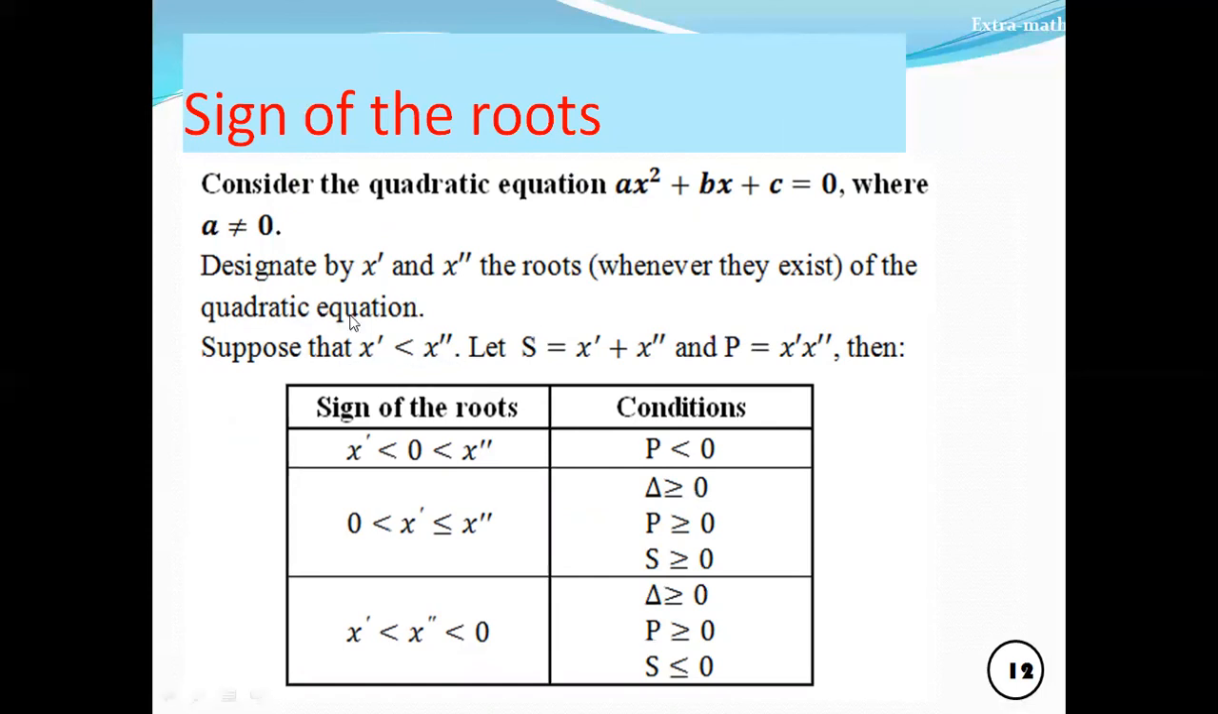Remark, we have the convention that x prime is less than x double prime. This is the sum and this is the product. In the first case, if the product is negative, then one of the roots is negative and the other is positive. Then x prime is negative and x double prime is positive. If delta is positive or equals 0 and the sum and the product are positive or equal to 0, then the two roots will be positive. If delta is positive or equals 0, the product is positive or equals 0, but the sum is negative or equals 0, then the two roots will be negative.